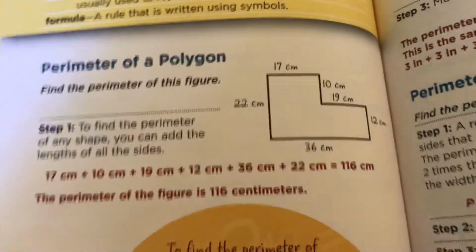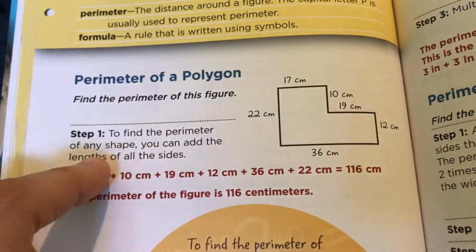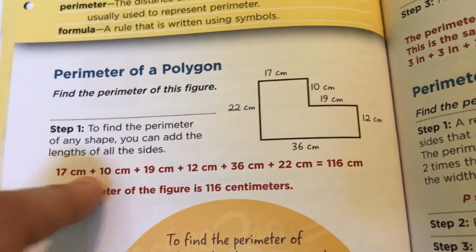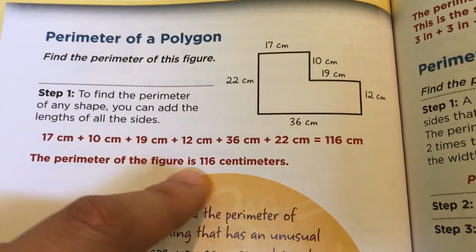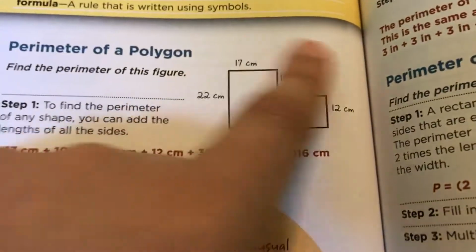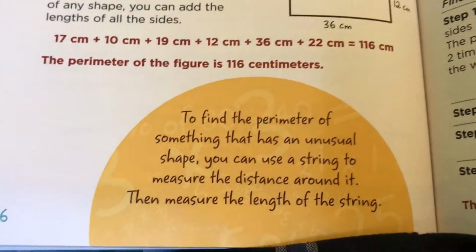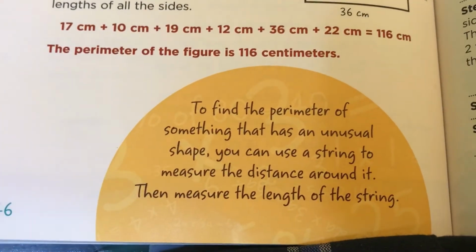Perimeter of a polygon. Find the perimeter of this figure. Step 1. To find the perimeter of any shape, you can add the lengths of the sides. Okay? So the perimeter of the figure is 116 centimeters. So we just add them up. To find the perimeter of something that has an unusual shape, you can use a string to measure the distance around it, then measure the length of the string.